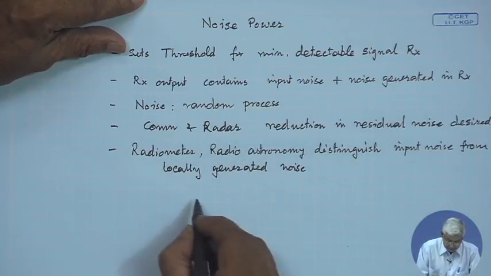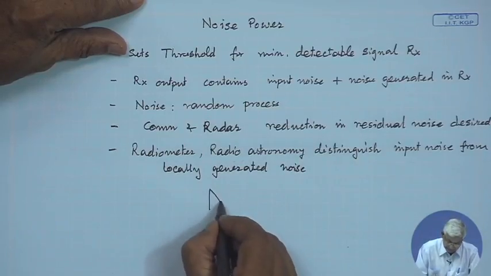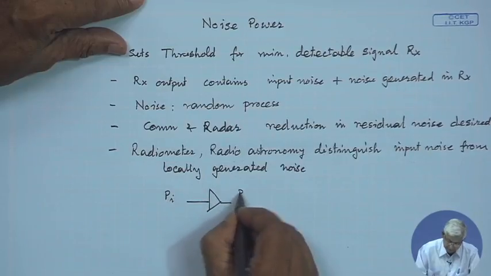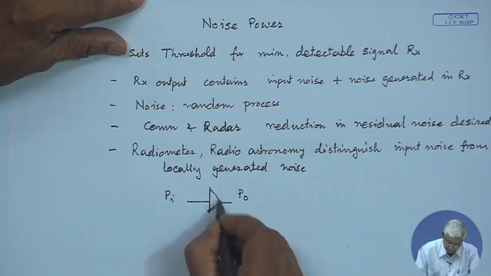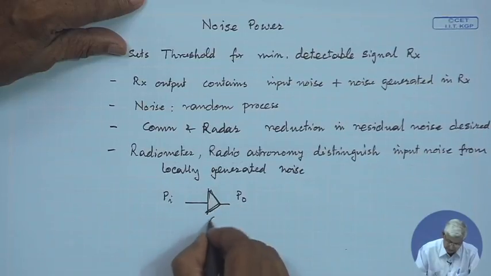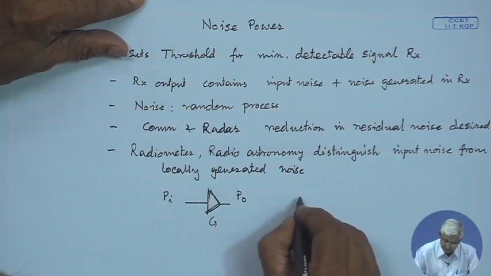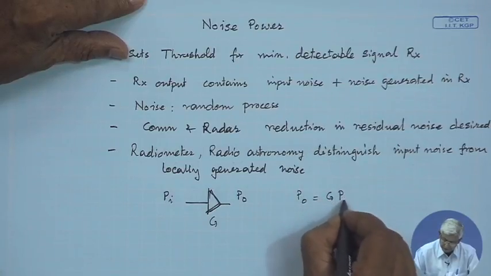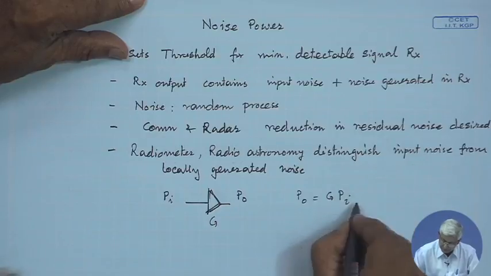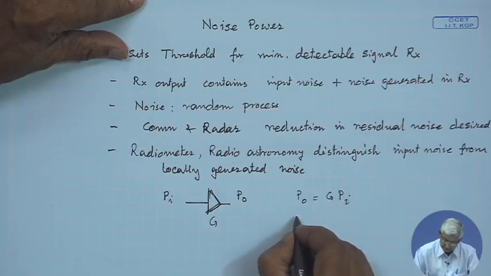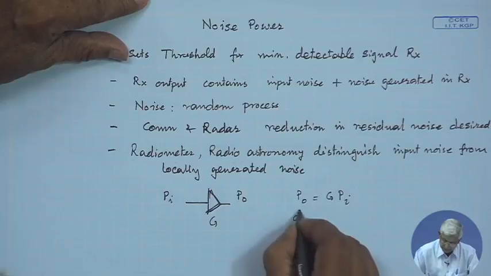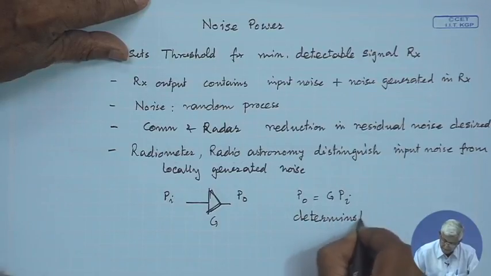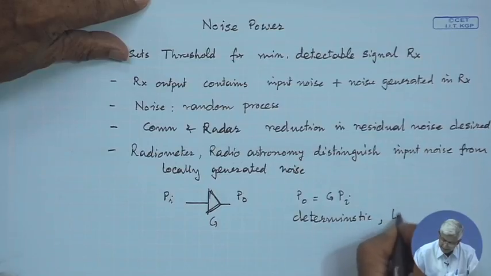Let us take an example that there is an amplifier. There is a power input and power output. This particular subsystem has a gain G. So, generally we say that power output is equal to G times the power input. The assumption is it is a deterministic and linear process.